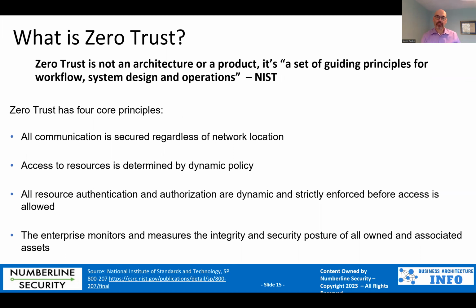The second principle is that access to resources is determined by dynamic policy. So a zero trust policy needs to adapt and understand who the user is, what attributes have we captured about that user. Some of these things are going to come from an identity management system. Some of them are going to come from the device. Some of them are going to come from the user itself, like geolocation. Some are going to come from the system itself, like what time of day is it?